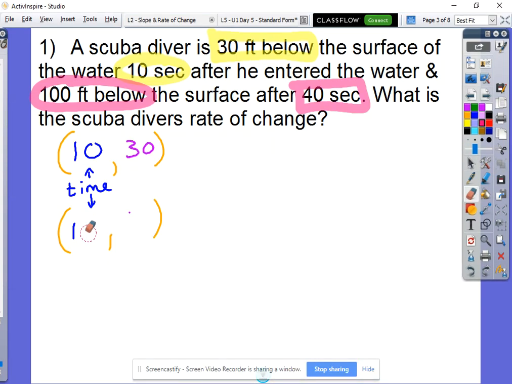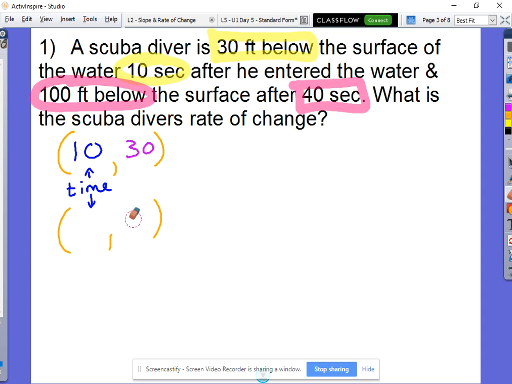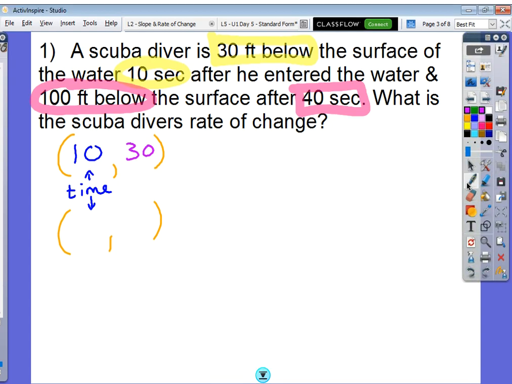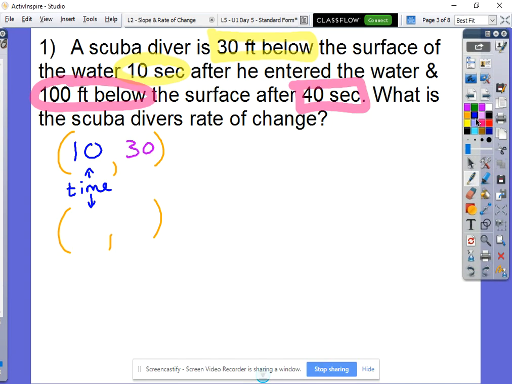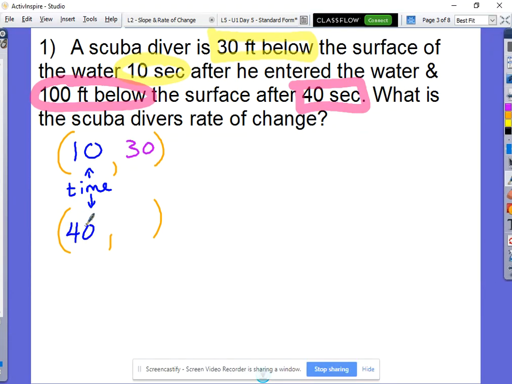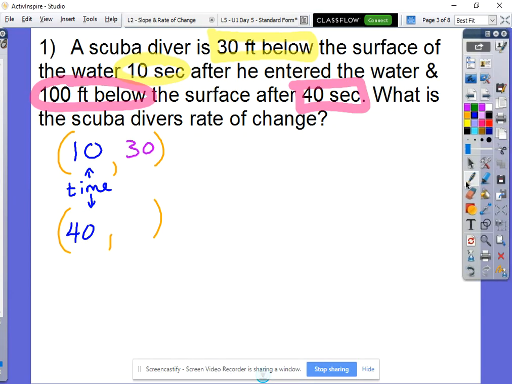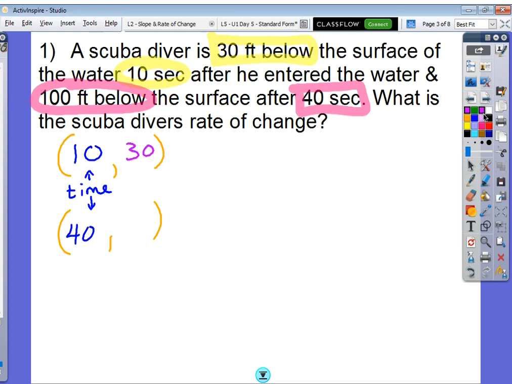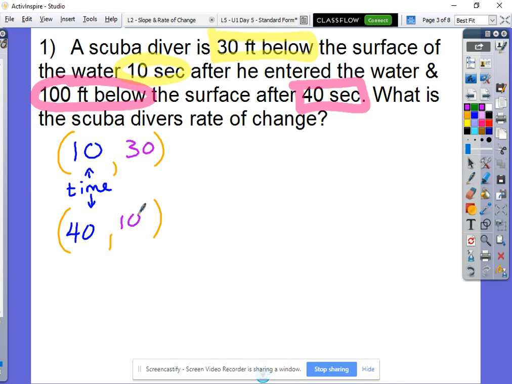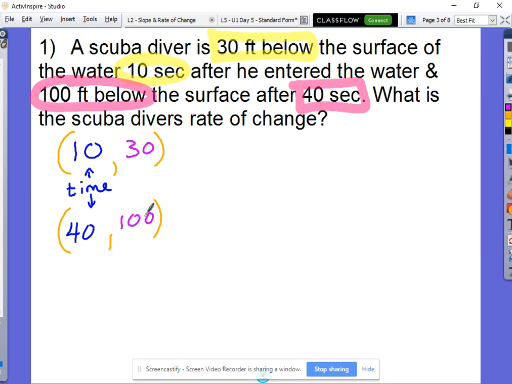Hopefully, you see my mistake. My time here wasn't actually 100. My time here was 40. So hopefully, you caught my mistake before I did. Our time here is 40 seconds. So don't mess that up like I did. Case in point, everyone makes mistakes. So the mistake I thought you would make would be you'd throw in 30 and 100 as my two distances, my 30 feet for 10 seconds and 100 feet for 40 seconds.